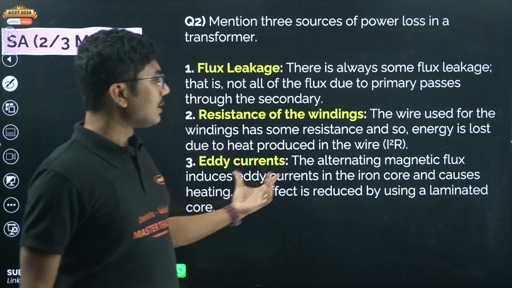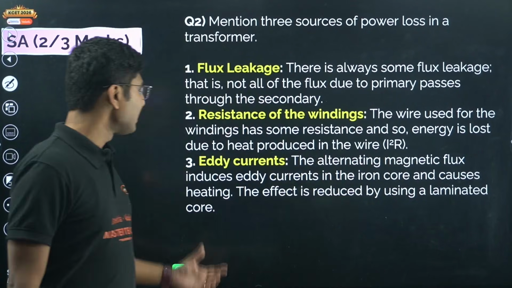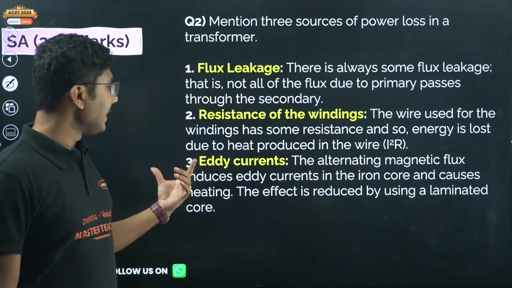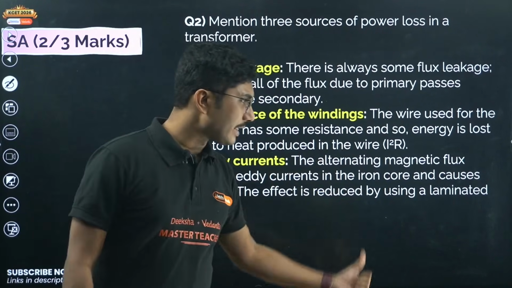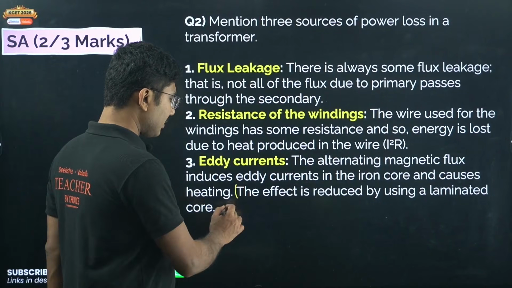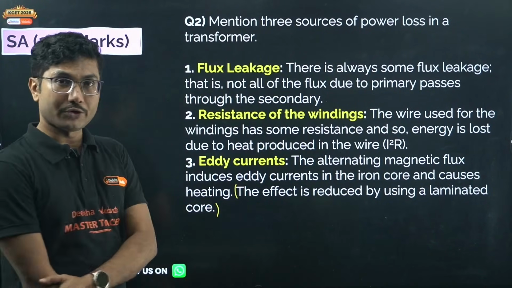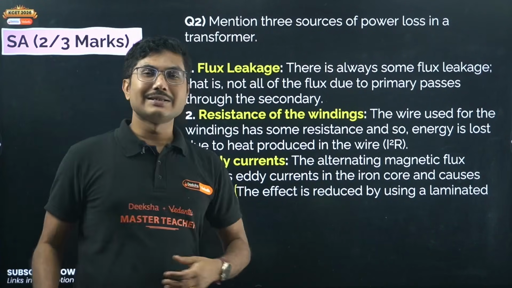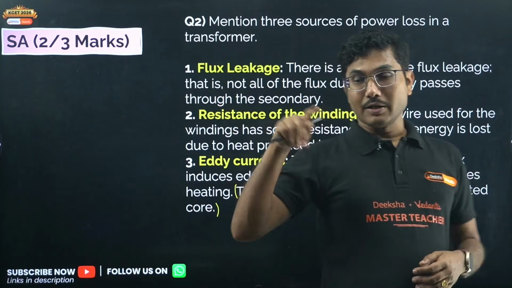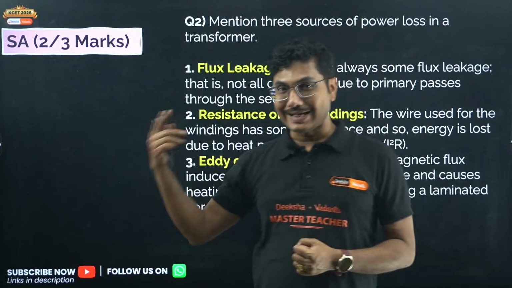Eddy currents: the alternating magnetic flux induces eddy current in the iron core and causes heating. The effect is reduced by using a laminated core. So remember this, it also comes as an MCQ question. Okay, so eddy current is a way of developing current when the flux is linking with the secondary.